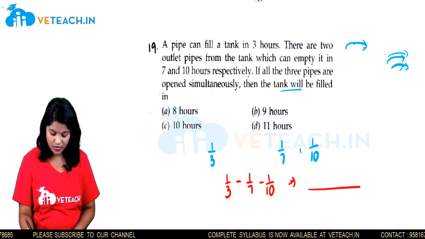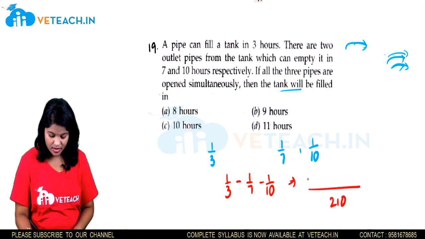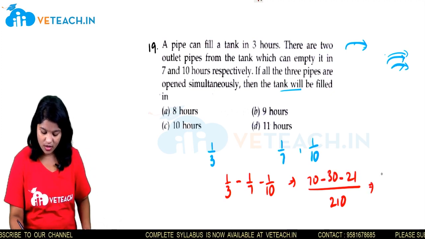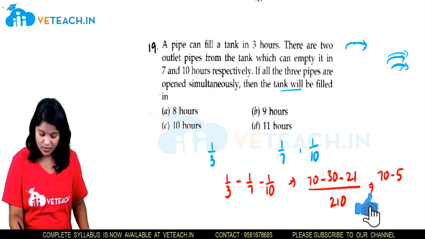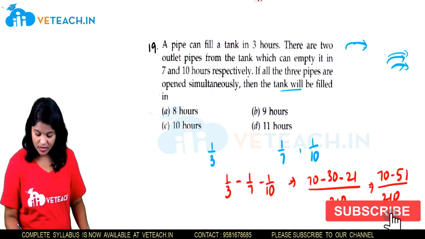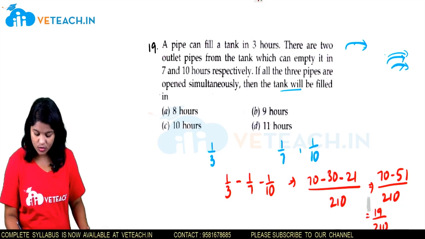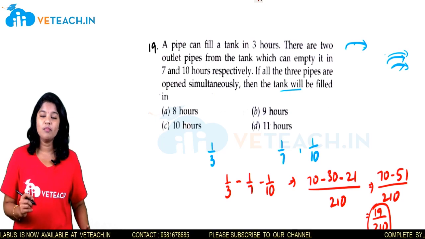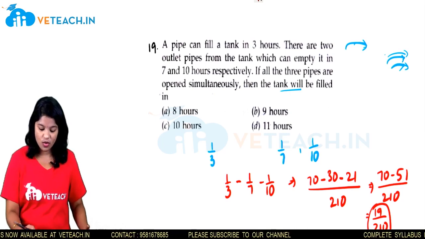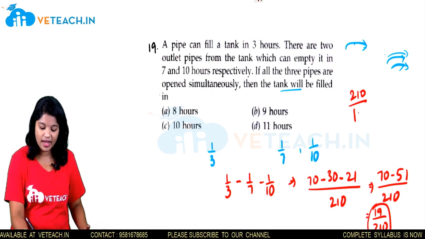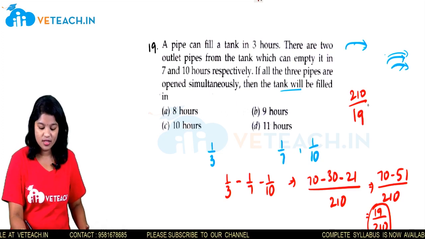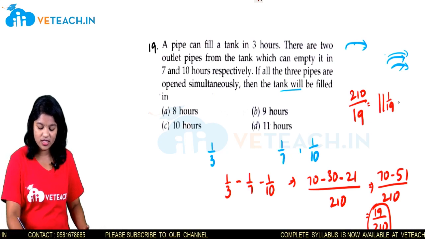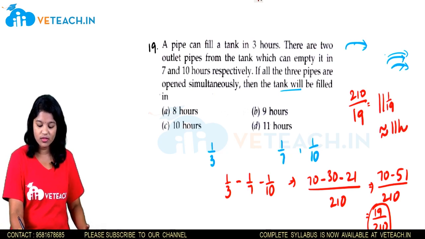So here the LCM will be 210, 70 minus 30 minus 21, that is equal to 70 minus 51 by 210, that is equal to 19 by 210. So in 1 hour 19/210 of the tank is filled. So totally it takes 210 by 19 hours to fill the whole tank. So this is nothing but equals to 11 1/19 hours, that is approximately equal to 11 hours.